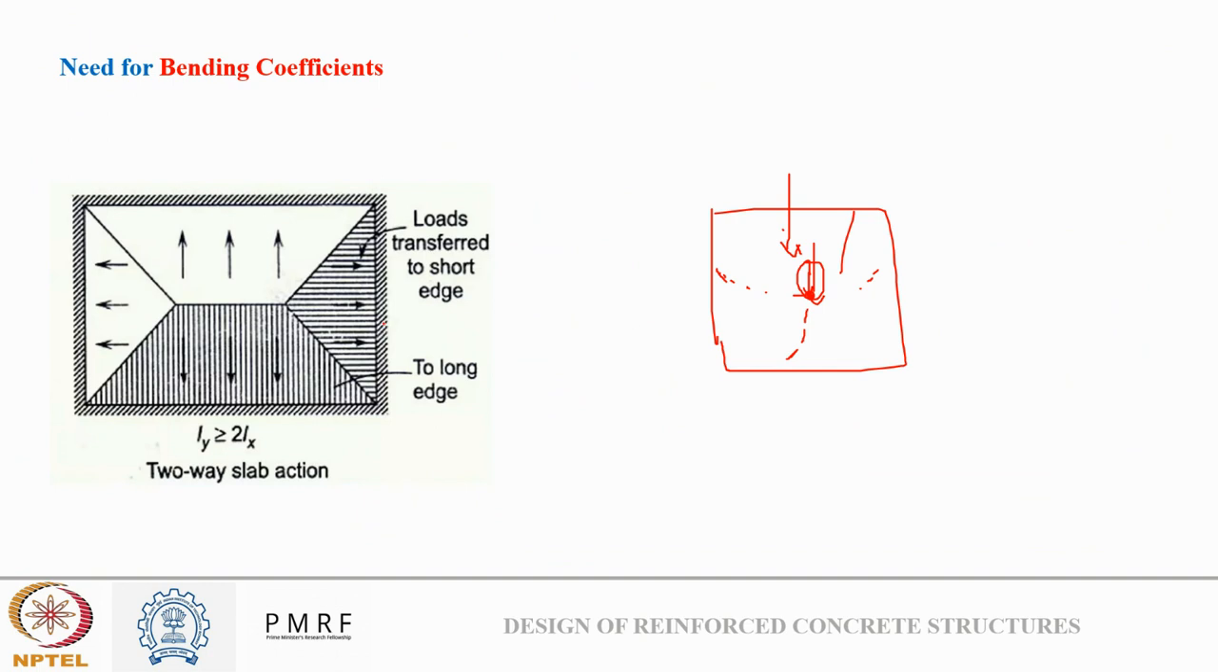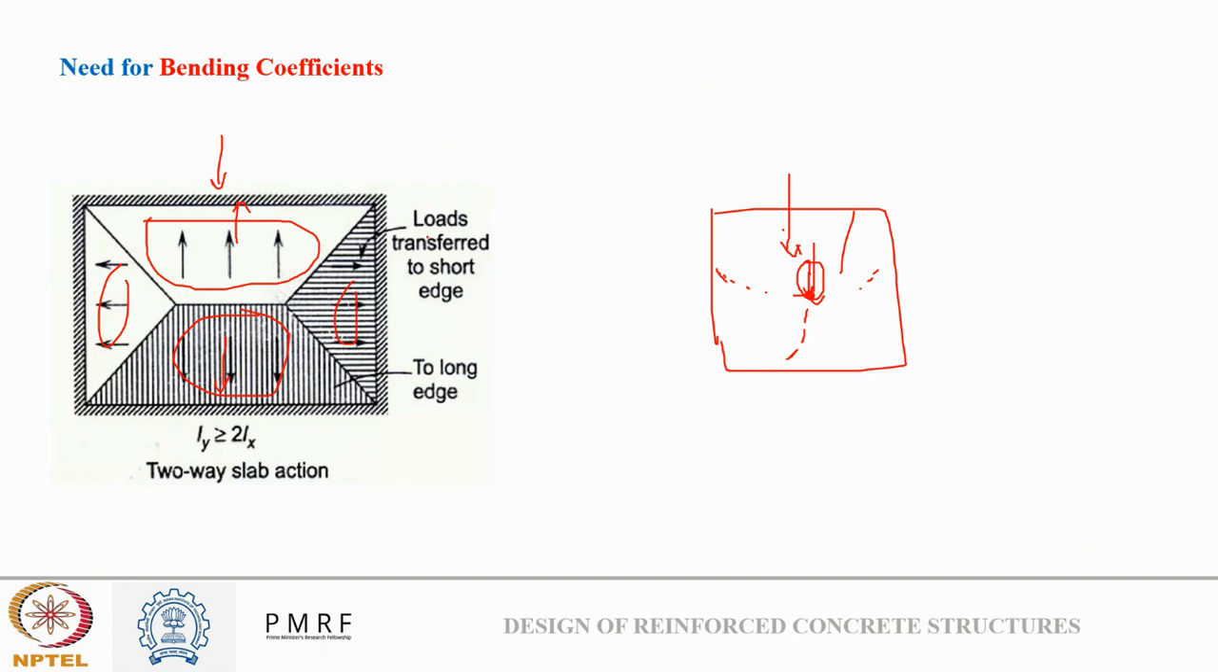load distribution. So when we talk about two-way slab, as you can see in this figure, the load acting over the slab is divided in the pattern as shown in the figure. So the load acting in this area will correspond to this side bending. The load acting in this area will correspond to this side bending. Similarly, this area and this area.